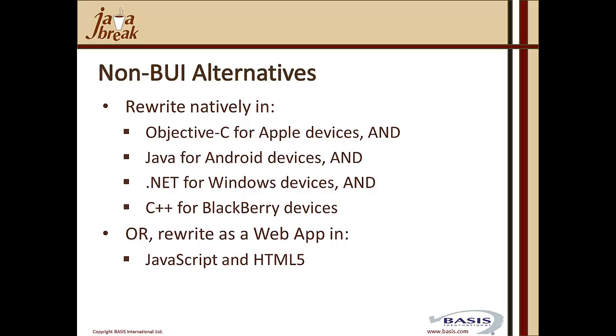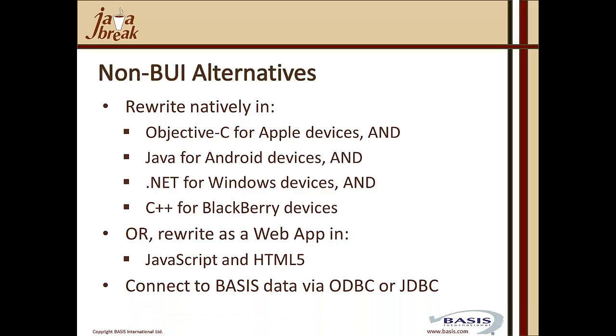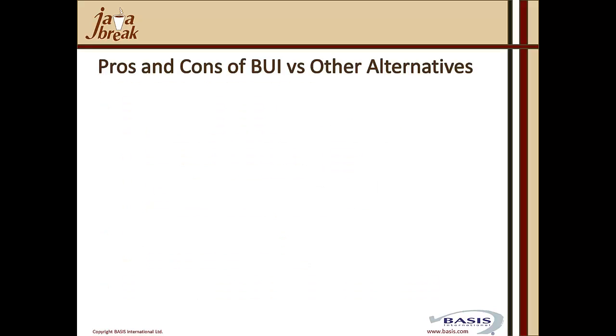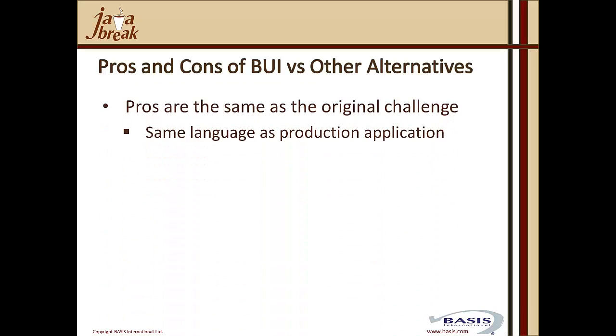But you'd have to write the JavaScript and the HTML5. And of course, whichever route you take with your non-BUI alternatives, you're going to need to connect into that Basis database via ODBC and JDBC to connect your Visual PRO/5 app in the back office. In that case, of course, it would have to be ODBC. So what are the pros and cons of BUI versus the other alternatives?